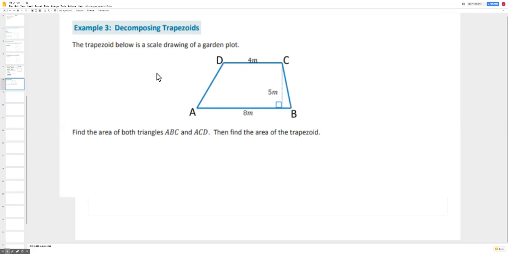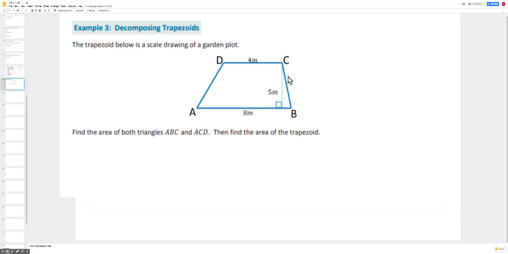Now, there is a formula for the trapezoid, but we're going to talk about how we can deconstruct, or decompose, this trapezoid into shapes that we know. So this trapezoid below is a scale drawing of a garden plot. Just find the area of both triangle ABC and ACD.